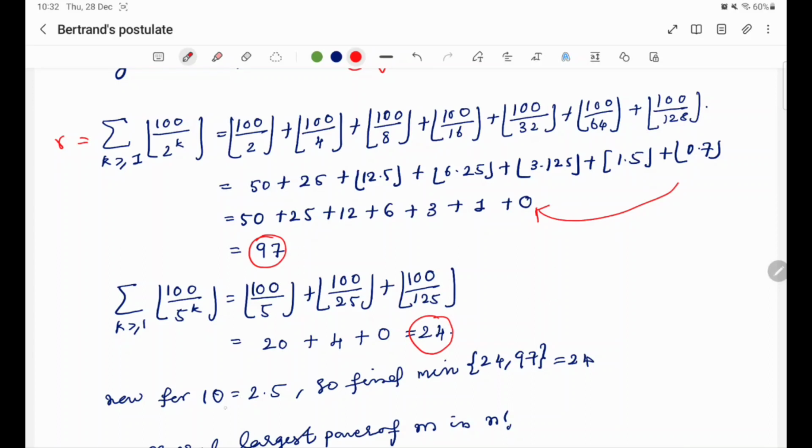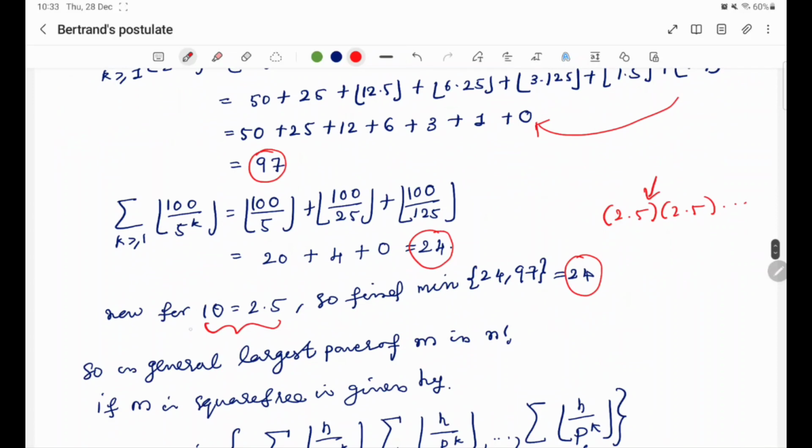Now you know that 10 is nothing but the product of 2 and 5. Even though 2 appears 97 times, that is not enough, because 5 appears only 24 times. The minimum of the two will give you the power of 10, because you have to pair each 2 with a 5. So how many ways can you do this? It depends only on the availability of 5, which is 24. So you take the minimum, 24.